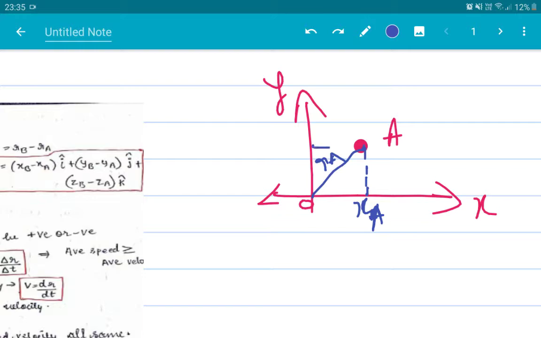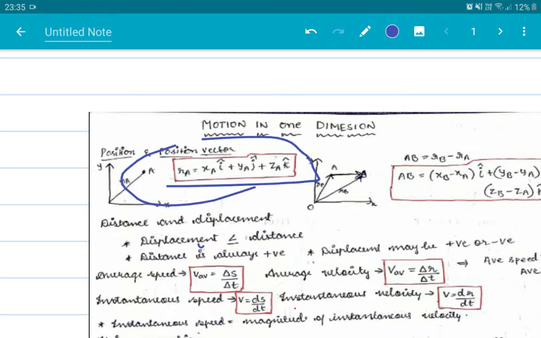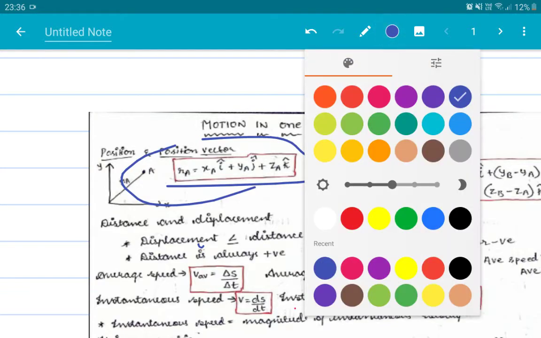Next, this is ya. Now as you have seen here, the position is xa i cap plus ya j cap plus za k cap. What are this i cap, j cap and k cap? I hope you might know that. That is a representation: if the particle is present on the x axis, we represent it with i cap. If it is present on the y axis, we represent it with j cap, and if it is present on the z axis, we represent it with k cap. That is a kind of representation of that particle.